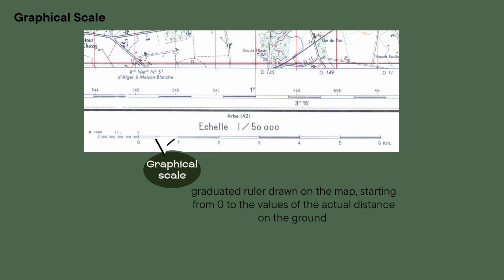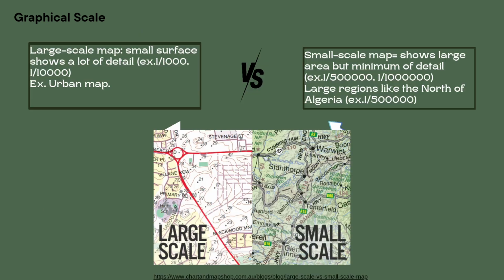Graphical scale represents the same ratio but indicated on a graduated ruler drawn on the map, starting from 0 to the values of the actual distance in meters or kilometers, for example, 500 meters or 1 kilometer. You know that maps are sometimes called large or small scale. The difference is that a large scale map shows a lot of detail but covers a small geographic area, for example, maps of cities, while a small scale map covers large areas such as the north of Algeria, the world map, etc.